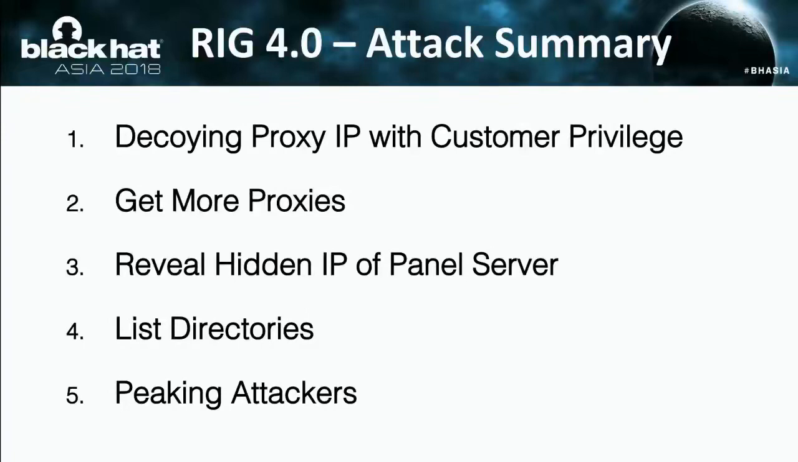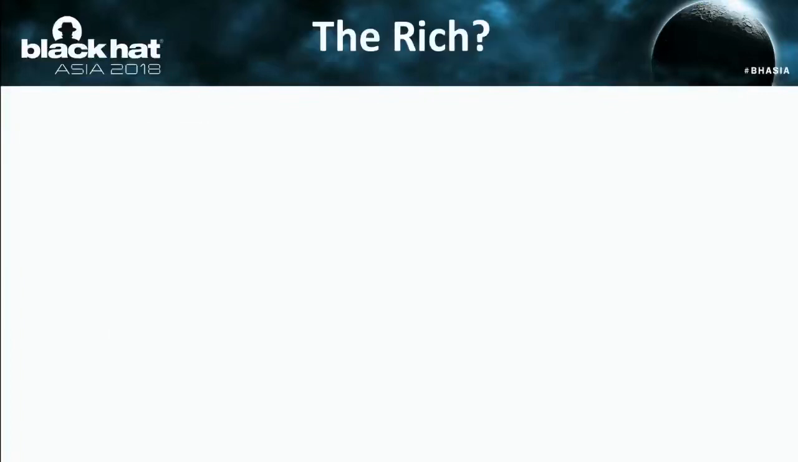So till here, I already discussed 5 different attacks on the RIG4 Exploit Kit. We can deploy the proxy IP with the customer privilege, and we can generate so many proxies, and this might lead to a takedown of the proxy server. We can reveal the hidden IP of the actual panel servers, and we can see some of the directories and take a look at the data of the actual attackers.